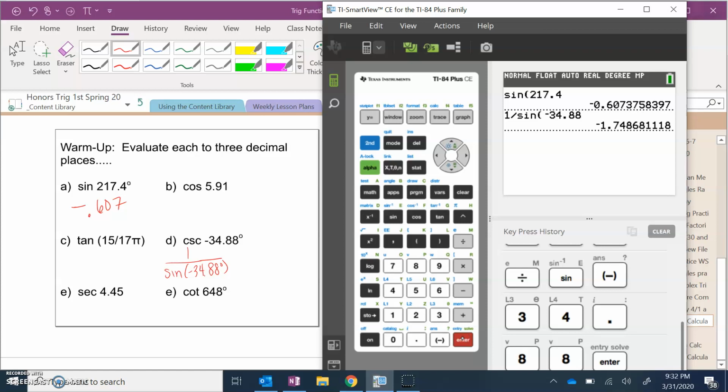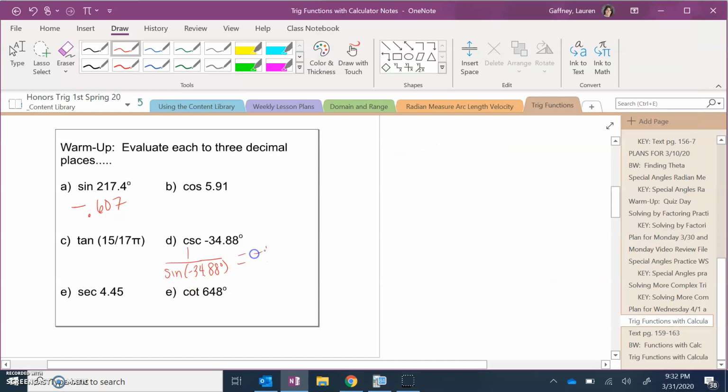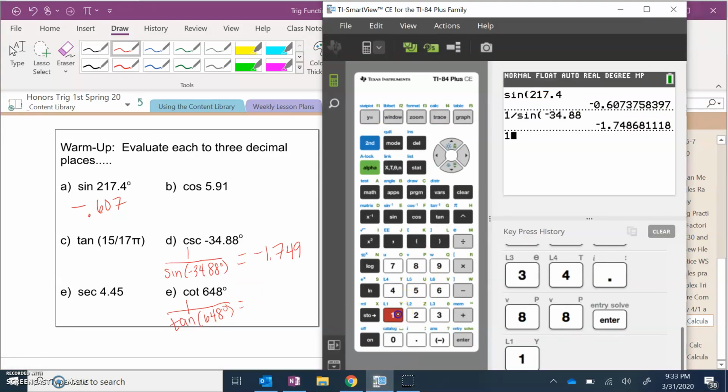All right, and we want to take that to 3 decimal places, so let's do negative 1.749. Now cotan is the reciprocal of tan, so here we would do 1 over tan of 648 degrees. Once again, you don't have to type the actual degree symbol in. So 1 divided by tan 648. 3 decimal places, let's do negative 0.325.